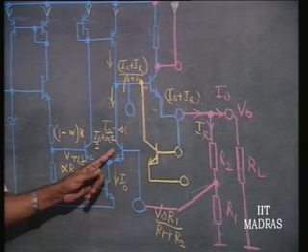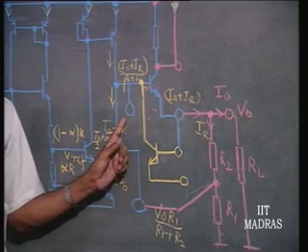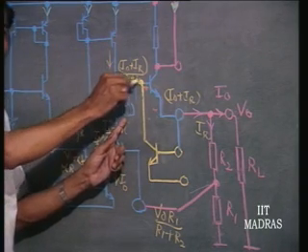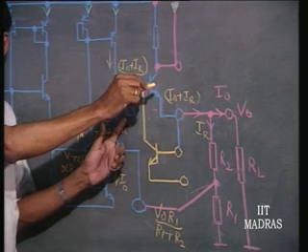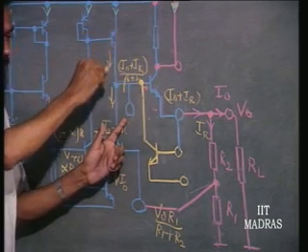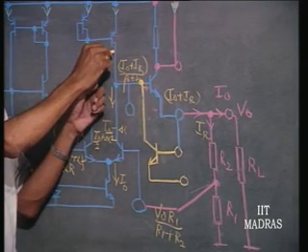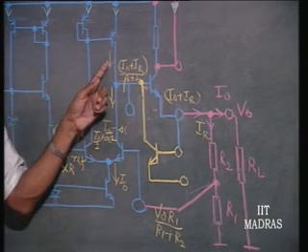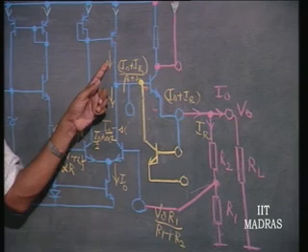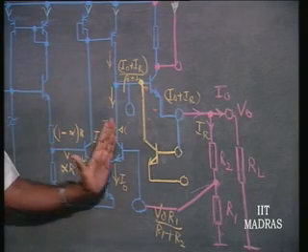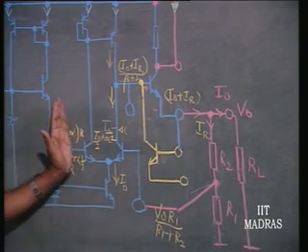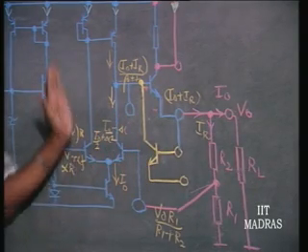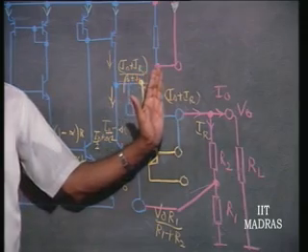Ultimately, what will happen? This can go to 0. That means most of the current is going to be demanded by this. That means this current, what is the current value here, I naught itself, because by that time this transistor is going to be deprived of all current and this current is going to be drawn by this I naught, and therefore this I naught is going to be pumped into this.